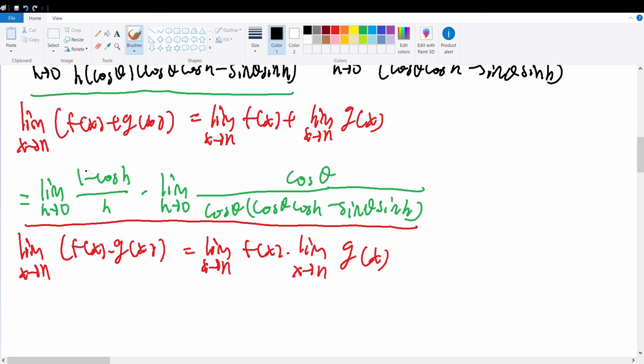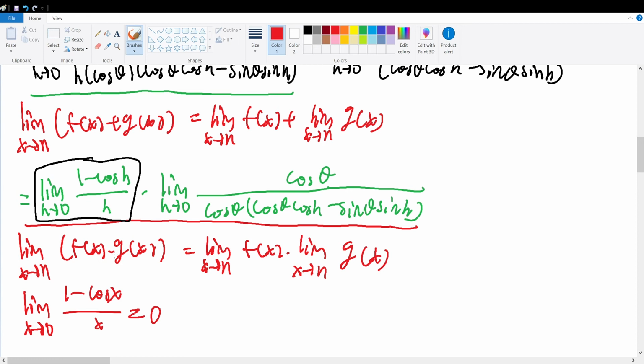to evaluate this limit, it'll be quite simple because we only need to analyze this limit, the limit as h goes to 0 of 1 minus cosine h divided by h. And we know from a limit property that the limit as x approaches 0 of 1 minus cosine x divided by x is equal to 0. Therefore, this entire limit, which I boxed up in the black color, will evaluate to be nothing more but 0.